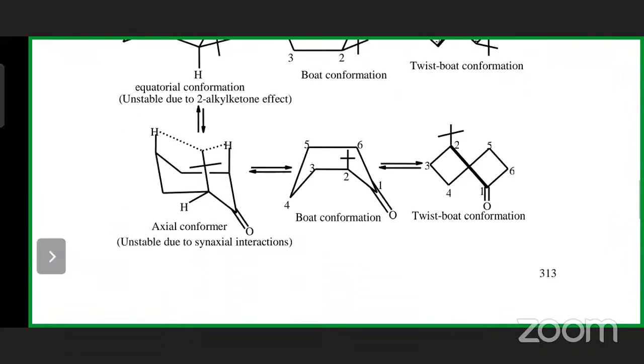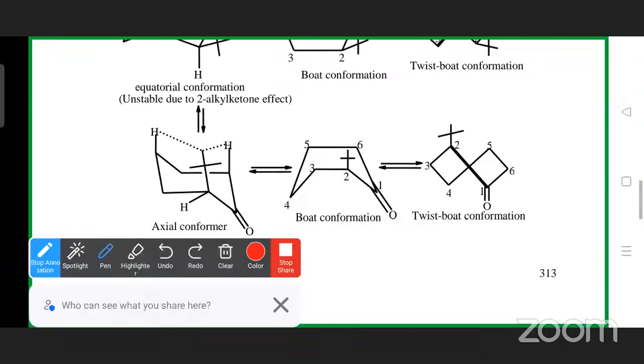And in the axial conformation, when the tertiary butyl group is in the axial orientation, here also you can see the interaction with the flagpole hydrogens. So in the boat conformation, this particular tertiary butyl group will have interactions with these hydrogens here, the C2, C3 interactions.